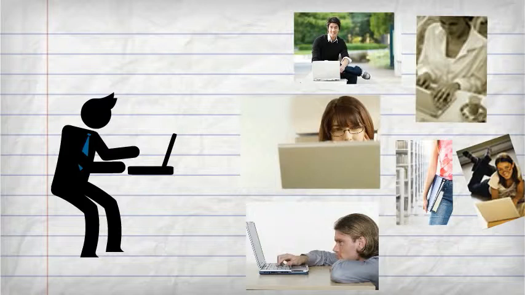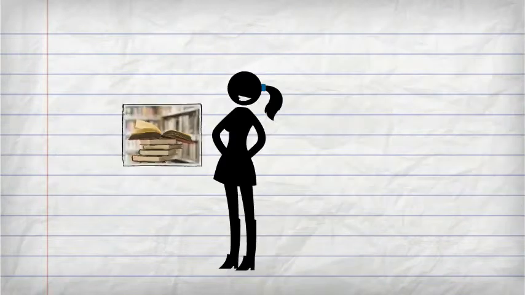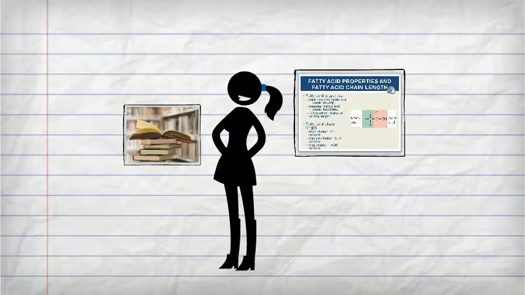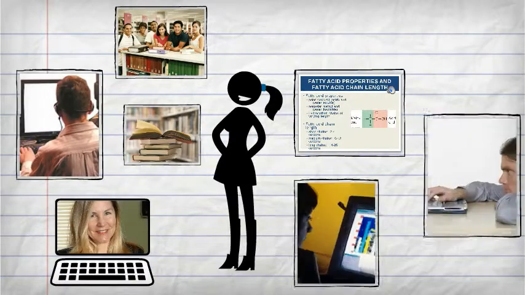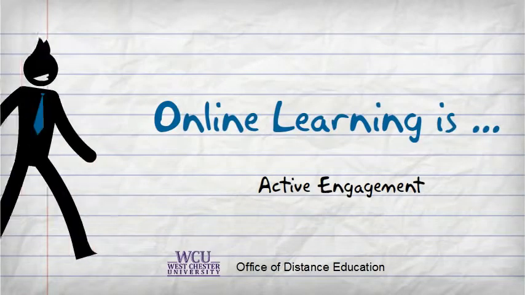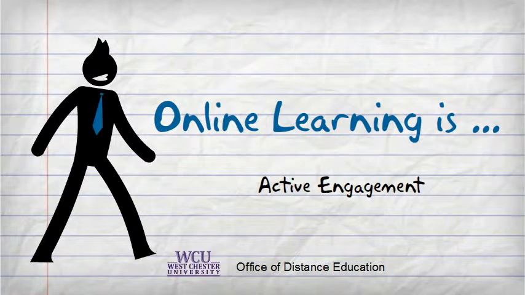In an online course, your role becomes an active one. You will need to take the initiative to be an engaged learner, and your instructor's role changes as well. Your instructor will be less of a lecturer and more of a facilitator. And that's what it means when we say online learning is active engagement.